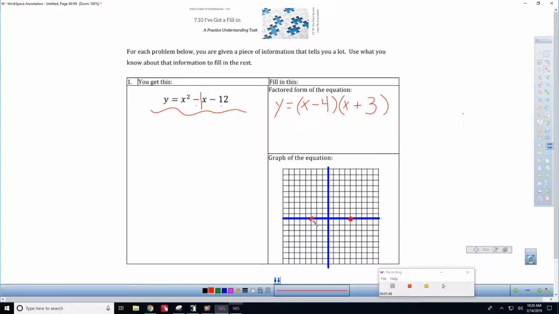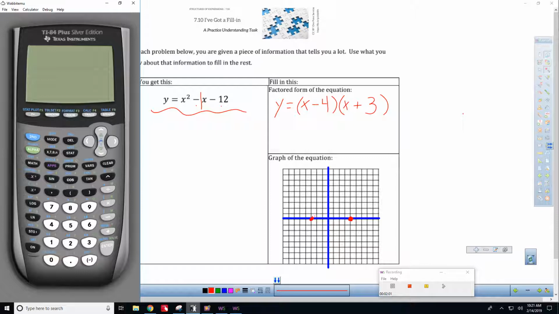All right, well, I can tell you that makes the vertex weird. It's going to be 4 minus 3, so it's going to be at a half, okay? But let's just use our graphing calculator. Let's put this in our graphing calculator. So, Y equals X squared minus X minus 12, graph it, okay?